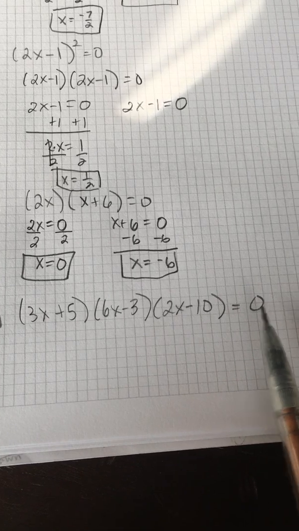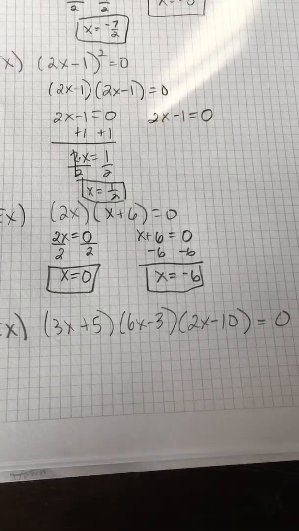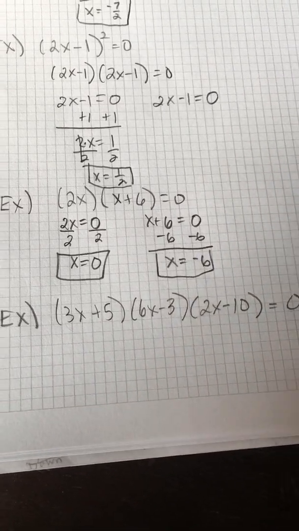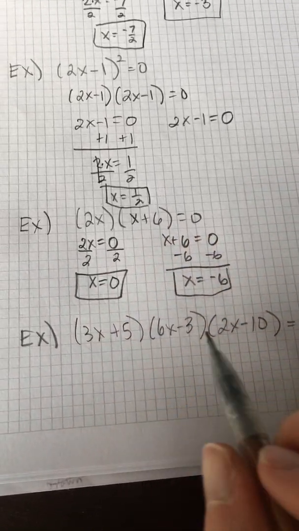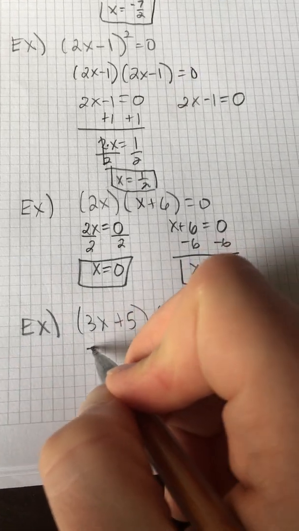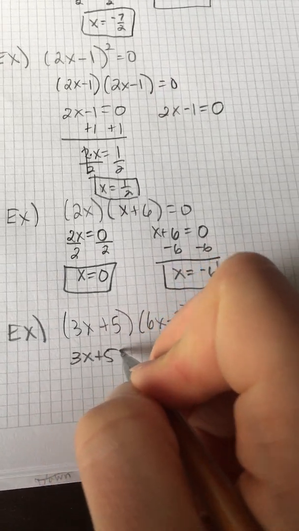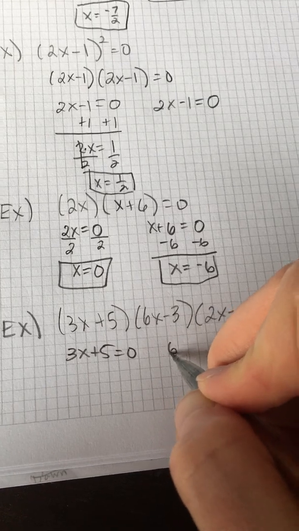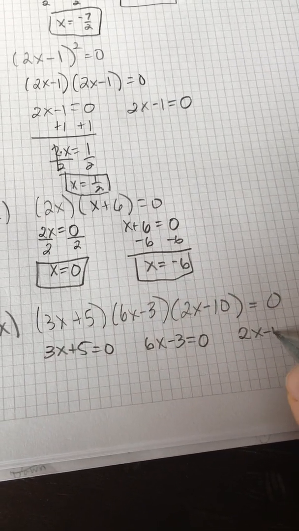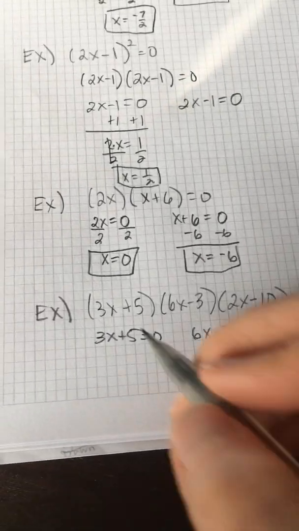In my final example, I have a linear factor being multiplied with a linear factor being multiplied with a linear factor set equal to 0. What do I do? I take each of the factors, set them equal to 0, and solve. This one has 3. Don't let that scare you. You just find the 3 solutions. 3x plus 5 equals 0. 6x minus 3 equals 0. 2x minus 10 equals 0.